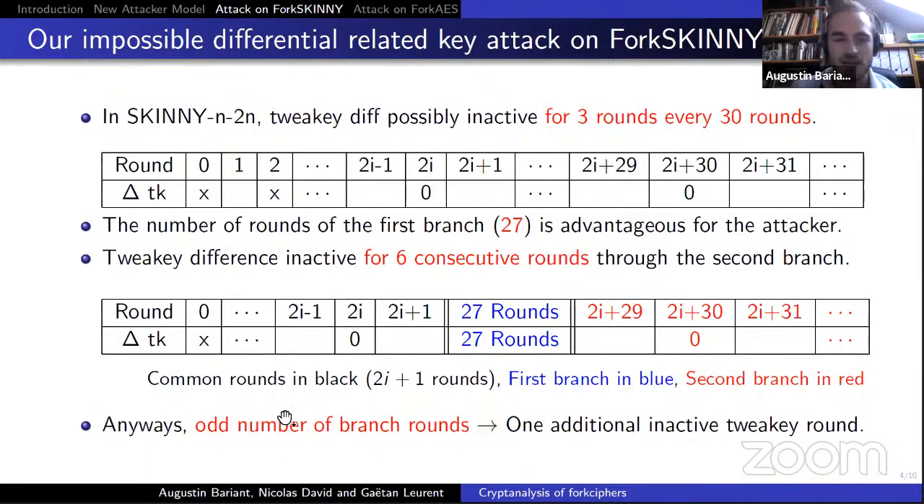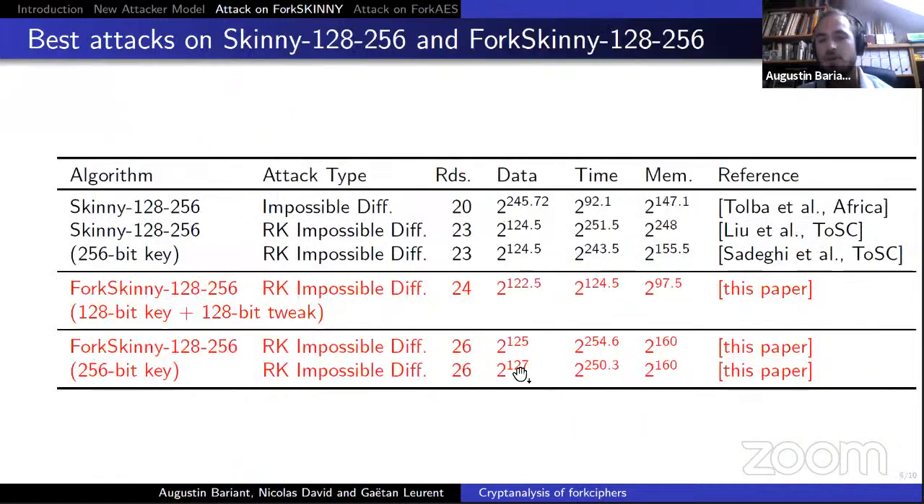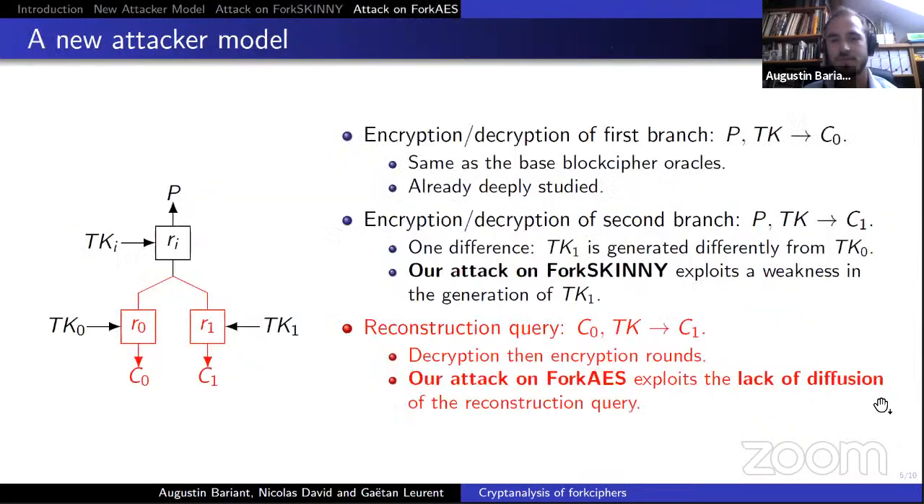Note that anyway, even if we have a different number of rounds of the first branch, if it's odd, we can always add 1 inactive tweakey round, as we XOR the tweakey difference only every 2 rounds to the state. So we win 3 rounds because we win 3 inactive tweakey difference rounds compared to the existing attacks on Skinny 128-256. And we can attack up to 26 rounds.